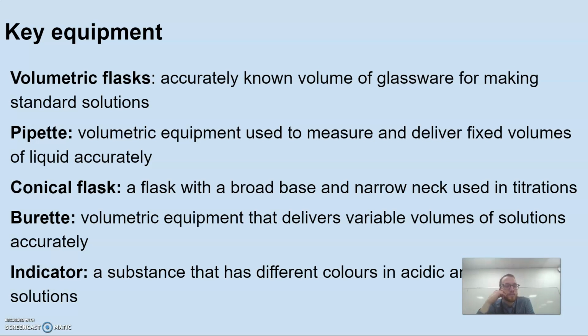Conical flask is where we put all of our samples. Flask, broad base, narrow neck, we use that in titrations. Burette, that's the long bit. We can see them at the back of the classroom. It's got that little tap on it. Delivers variable volumes of solutions accurately. And an indicator. We've got different indicators that we're going to look at as well. So we don't just use the same indicator each time.